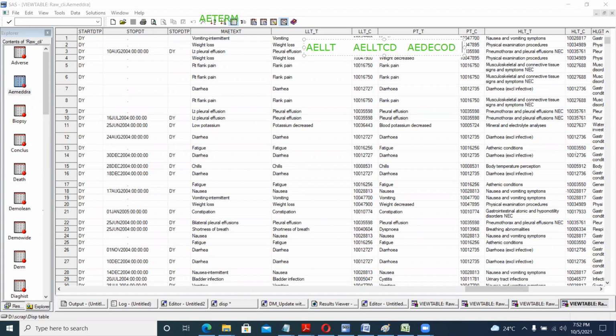So the preferred term code is AE PT CD. Next are HLT, HLGT, and HLC. HLT means HLTCD and HLGT means HLGTCD. SOC means SOCCD. So these are all the names you can apply. In this way, you're going to have all the particular data. I hope this is clear for everybody.